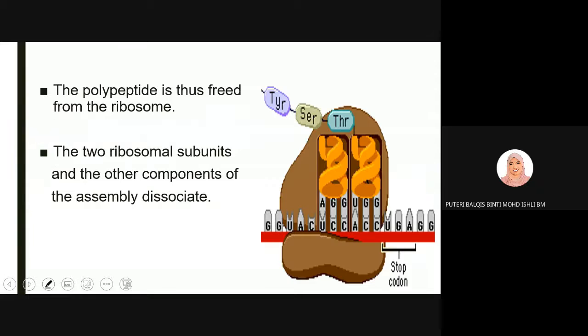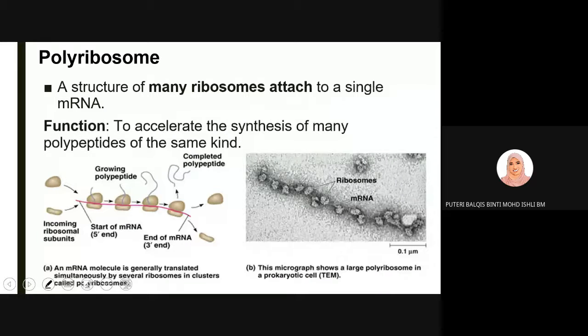Okay, next is polyribosome. Saya discuss sampai sini saja. Okay, polyribosome nak cerita pasal ni and then saya tunjuk video dan habis. Polyribosome is ribosome lah. Poly ni banyak. Polyribosome is a structure of many ribosomes attached to a single mRNA. Okay, dia refer kepada banyak ribosome attached kepada satu mRNA. You can see in this diagram, we have 4 ribosomes and they are attached to only one mRNA. Satu mRNA saja dia attached.